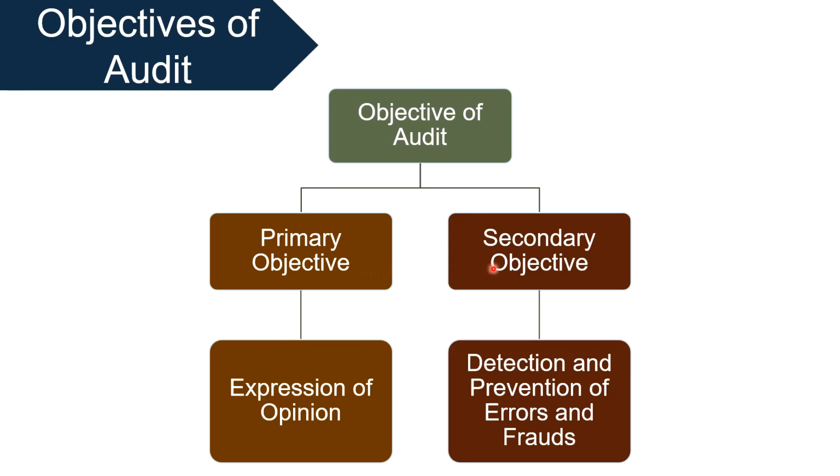Next, secondary objective. The secondary objective of the audit is detection and prevention of fraud and errors. Now the question arises, what is an error? So, the error is an unintentional misstatement in financial statement. This covers omission of an amount or a disclosure. Next, what is fraud? So, fraud is an intentional act by one or more persons among the management, those charged with governance, employees or third parties. This is done with an aim of gaining an unfair or illegal advantage.